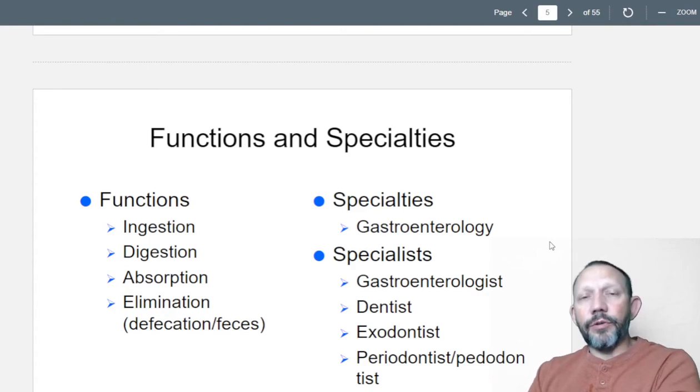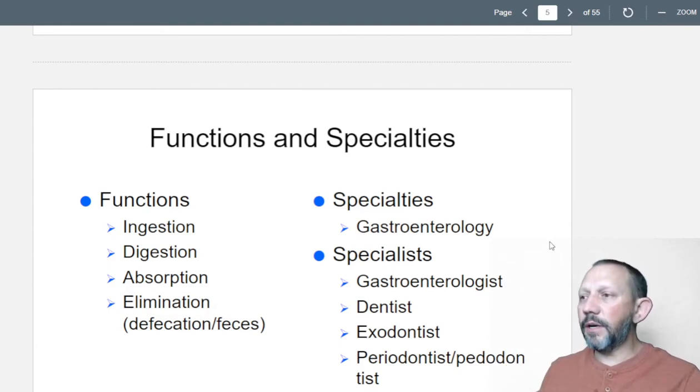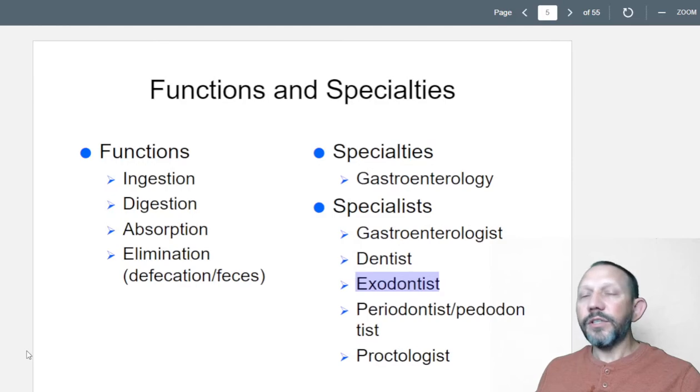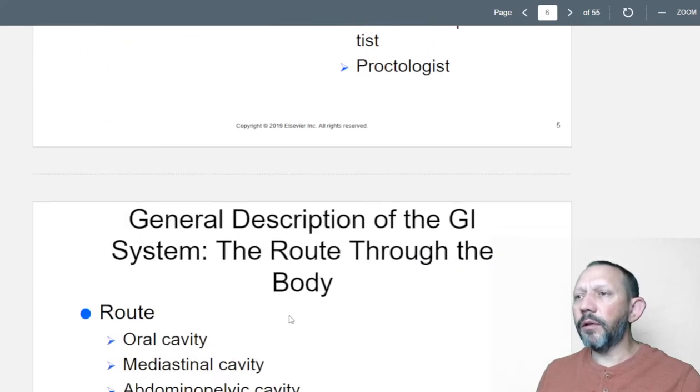So a gastroenterologist is someone who looks inside the gut. Okay, gastroenterologists, dentists, also a specialist there, exodontists. Never even heard of an exodontist. You're probably not going to use that. You're going to use endodontist. And a proctologist on the other end. Okay, periodontist, pedodontist. Okay, good.